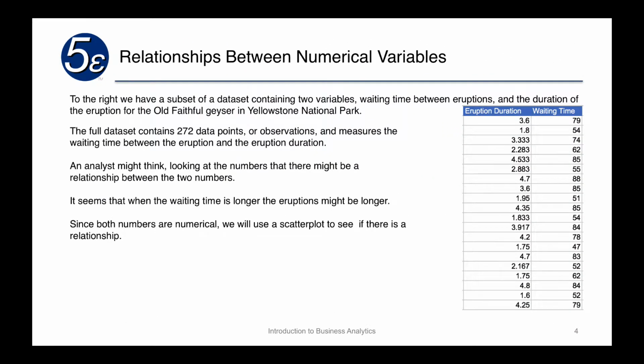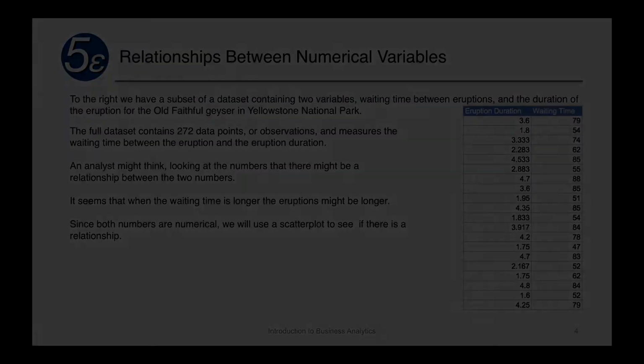So let's take an example. To the right, we have a data set, a subset of data actually, containing two variables: the duration of an eruption of the Old Faithful geyser in Yellowstone National Park, as well as the waiting time between eruptions, or between that particular eruption. The full data set contains about 272 data points and measures what we had said, the waiting time and the eruption duration. Now, an analyst might think, looking at the numbers, that there might be a relationship between the two variables. And it kind of seems, looking at this just by eyeball, that when waiting time is longer, the eruptions might be longer. Since they're both numerical, we can easily take a look at this, and we'll use a scatter plot to take a graphical examination.